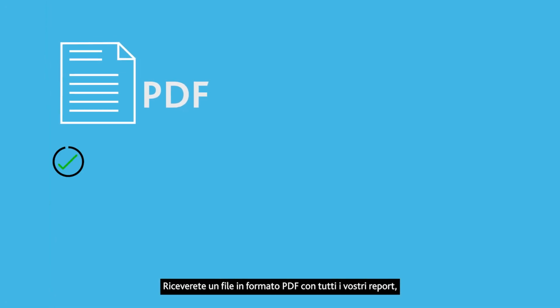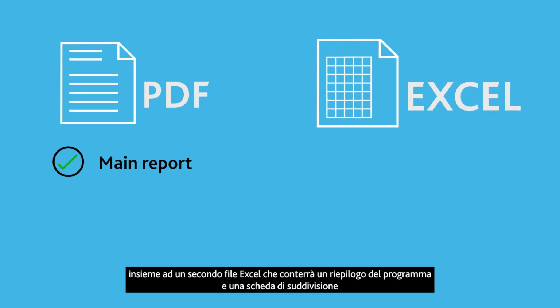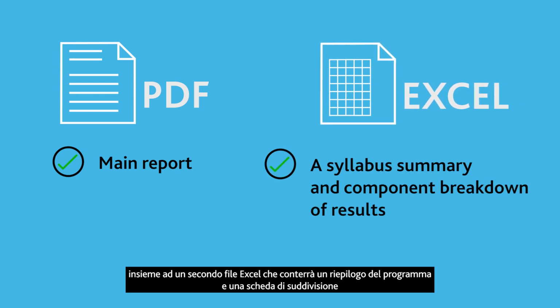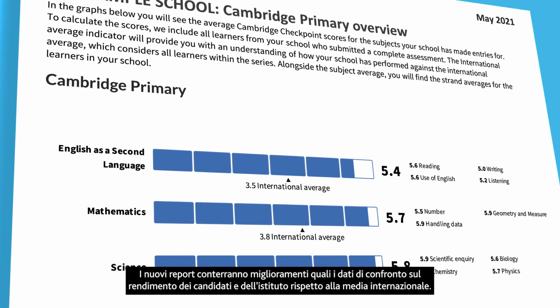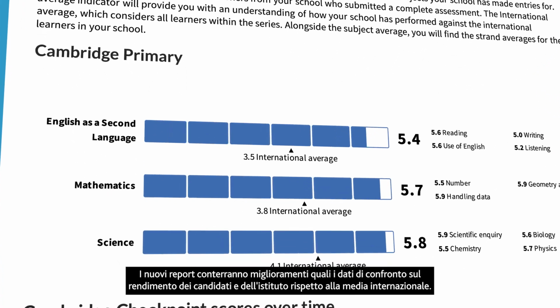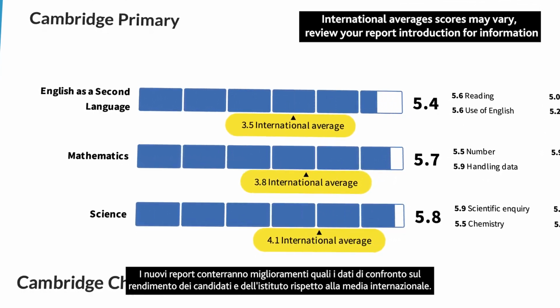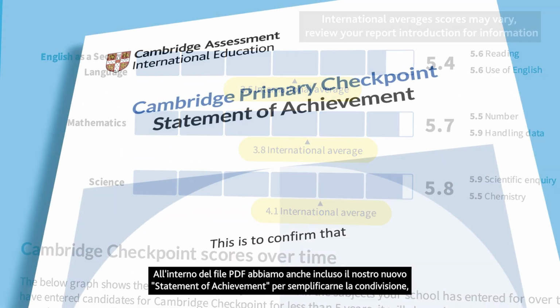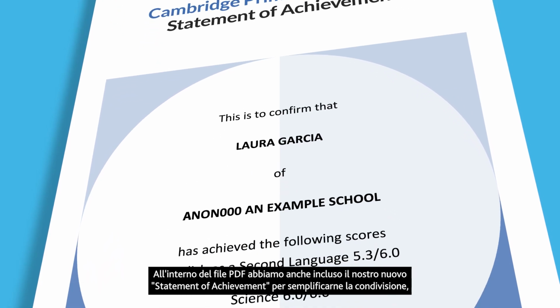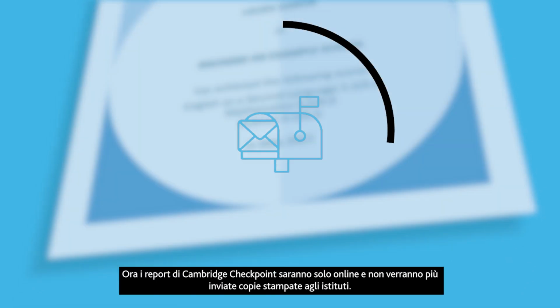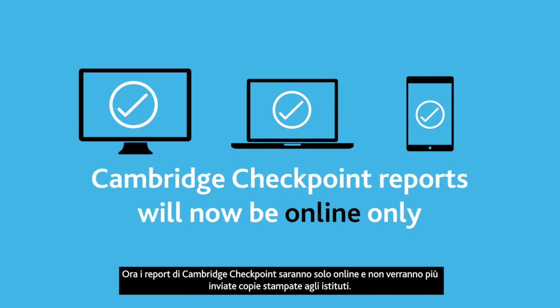You will receive a PDF of all of your reports, along with the Excel that contains a syllabus summary and component breakdown tab of the results for each Cambridge Checkpoint subject in your school. Your new reports contain improvements such as comparison data on how your candidates and centre are performing against the international average. We've also included our newly designed statements of achievement within the PDF to make it easier to share them, but we will continue to post printed copies out to you. Your Cambridge Checkpoint reports will now be online only, and we will no longer be posting printed copies to centres.